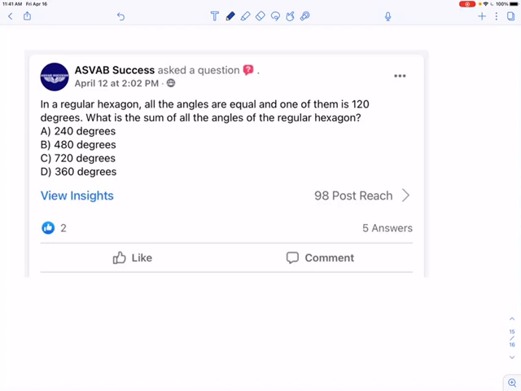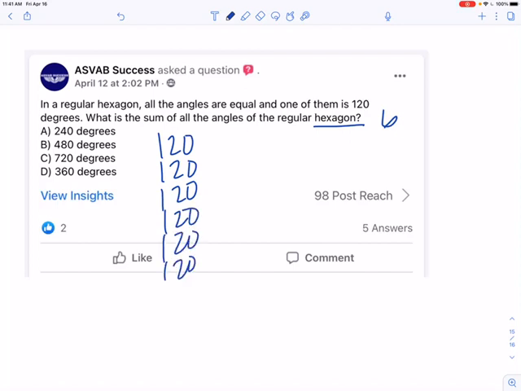Well, you have to know how many angles a hexagon has. And a hexagon has 6 angles, okay? So basically, we're going to do 120 6 times. But in reality, what we're going to do is 120 times 6, okay? So that gives me 0, 12, carry the 1, 720 degrees. And there we go. So with this one, you just really have to know how many sides this shape has.